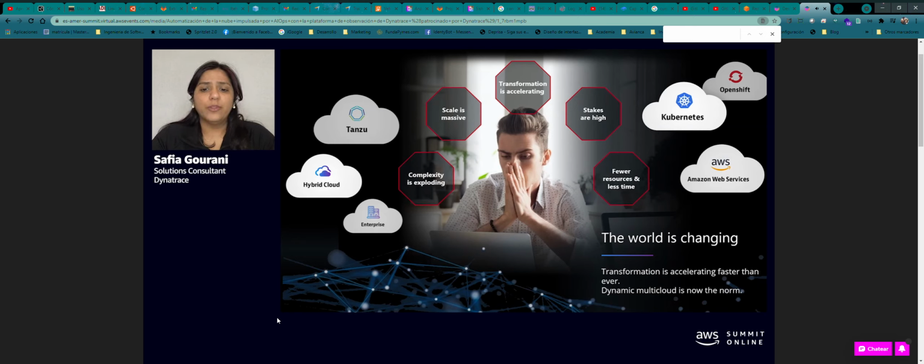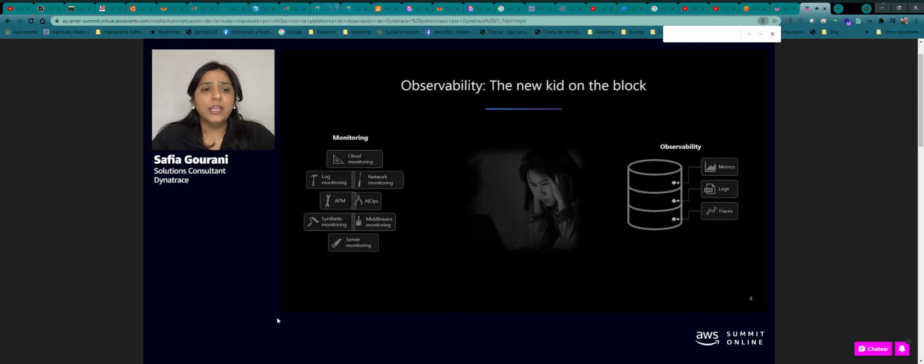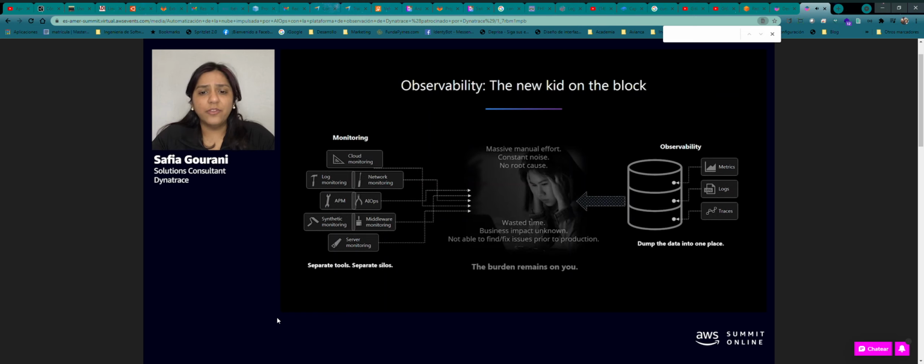So we know that we are shifting to virtual instead of physical, we have very few resources, and time is also of critical value to us today. With every industry transforming itself, we know that traditional APM tools also need to transform. And so they are in the process of shifting their focus from just simple monitoring to something we call observability.